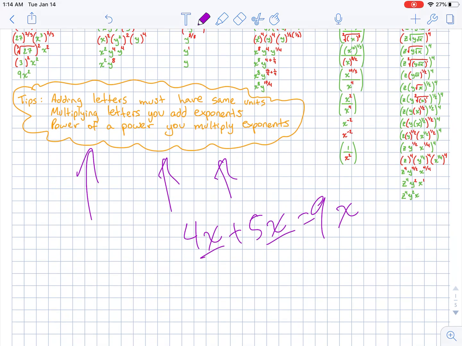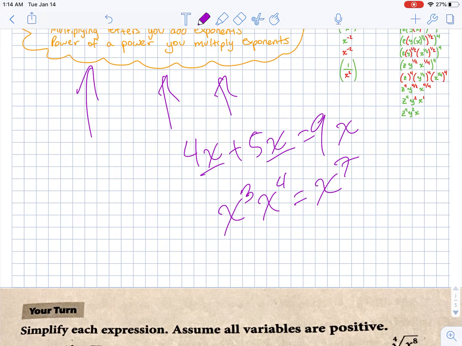Multiplying letters, they must have the same letter. Since they have the same letter, what you do is add the exponents. So it's x to the 7th. And power to a power is when something looks like that. Since it's power to a power, you just multiply, so it was 6.